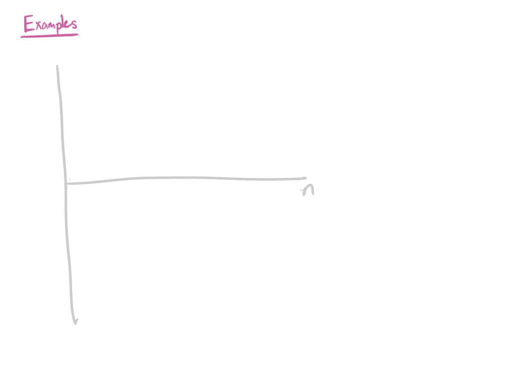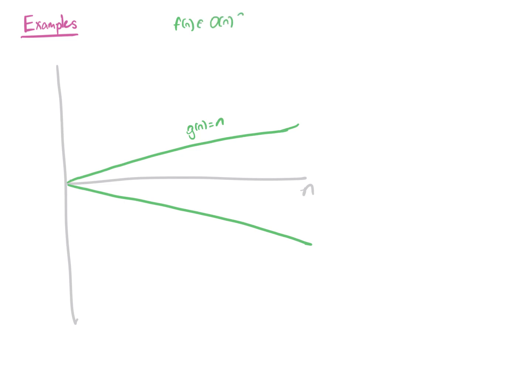So let's go ahead and do some examples. In all of these examples, I'm going to consider the same bounding function that I'll draw linearly this way. And this function is just going to be g of n equals n. So I'm going to be asking myself, in other words, is it the case that f of n is in big O of n? That's what I'm going to be asking myself here.